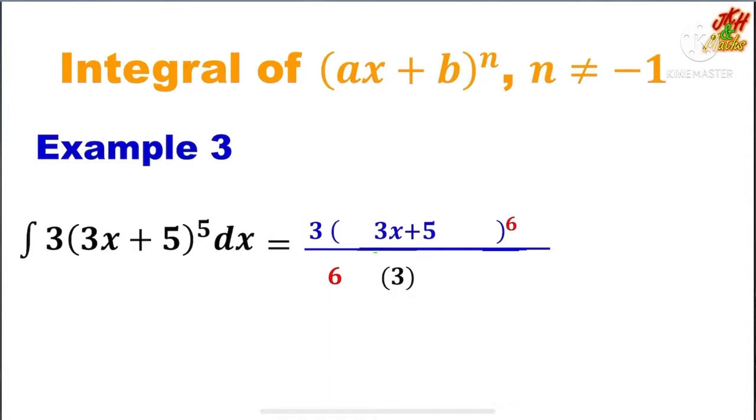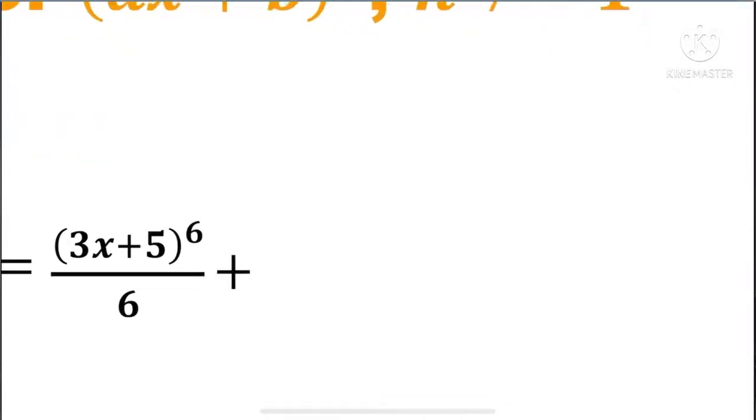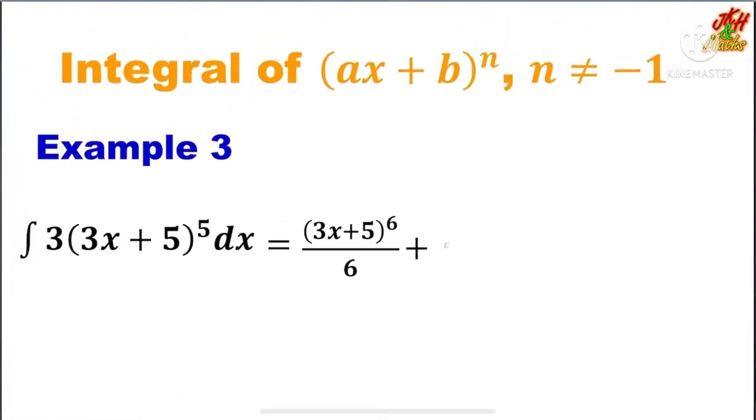So since we have a common number on the numerator and denominator, we can simplify this value by dividing them with 3. So therefore, the integration of 3 multiplied with 3x plus 5 raised to the power of 5 with respect to x is equal to 3x plus 5 in the bracket raised to the power of 6 over 6 plus c.